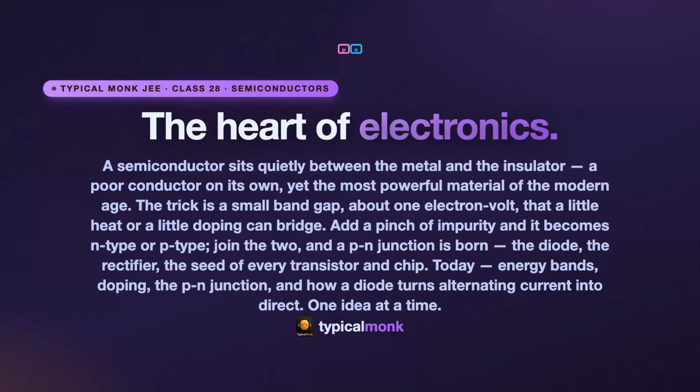A semiconductor sits quietly between the metal and the insulator, a poor conductor on its own, yet the most powerful material of the modern age. The trick is a small band gap, about 1 electron volt, that a little heat or a little doping can bridge. Add a pinch of impurity and it becomes N-type or P-type. Join the two and a PN junction is born, the diode, the rectifier, the seed of every transistor and chip. Today, energy bands, doping, the PN junction, and how a diode turns alternating current into direct. One idea at a time.